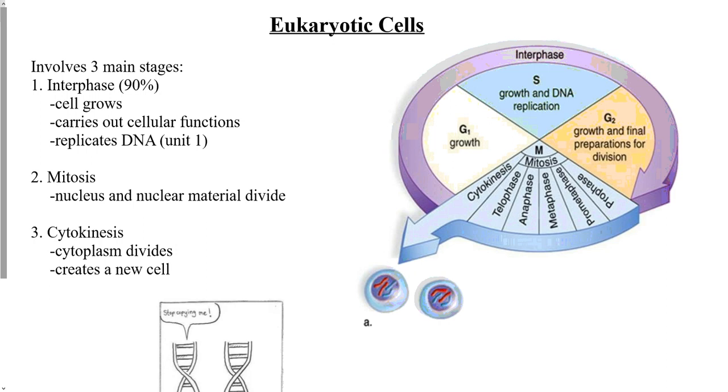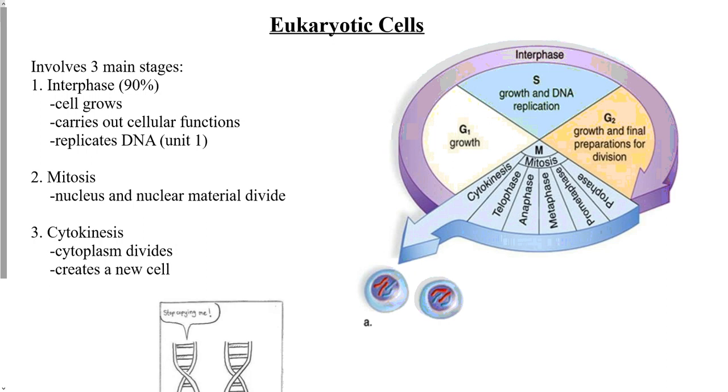Okay? Then the other two steps, one is mitosis, so that's where the nucleus and nuclear material divide. And then there's cytokinesis. This is when the cytoplasm actually divides and the cell splits. Okay?